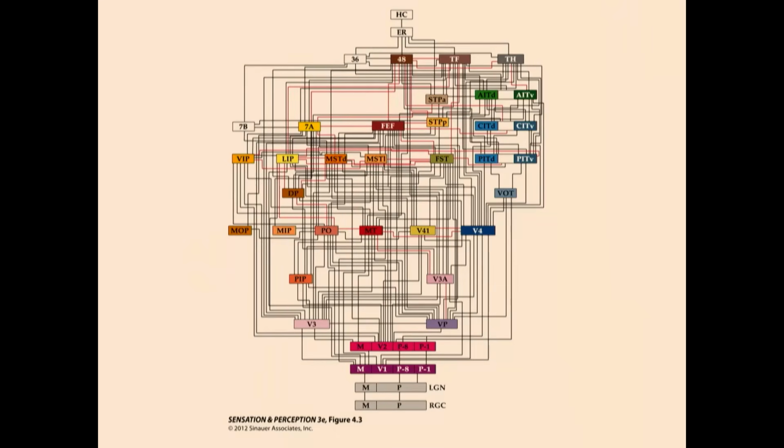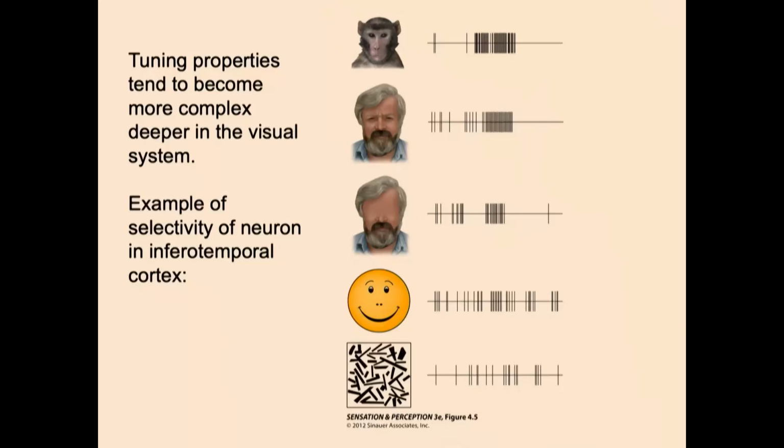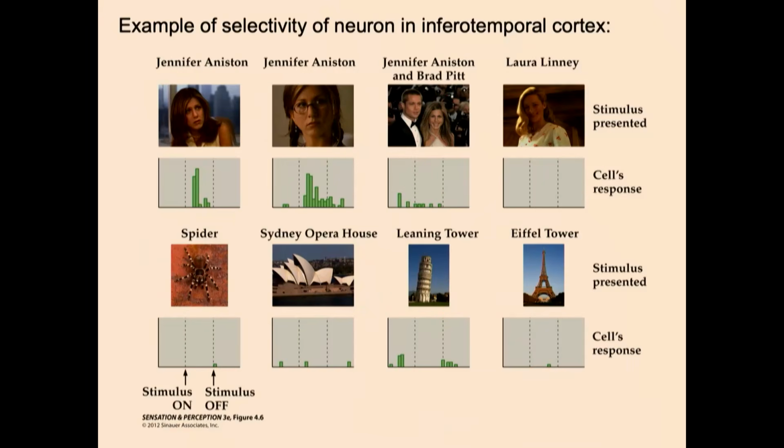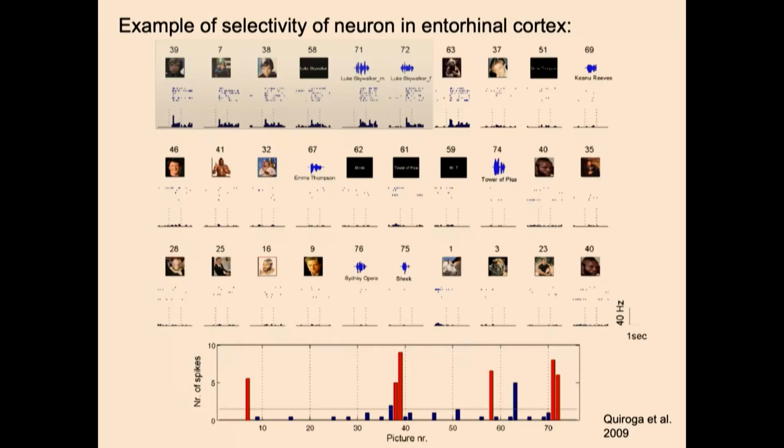So there are some regions that are closer to the input, some regions that are closer to the output. As you move up the hierarchy in general, the responses get more complicated, selective for complex structures that are often behaviorally meaningful. We saw a few examples of that, where you can see neurons that are selective for particular individuals that you might see on TV or in movies.